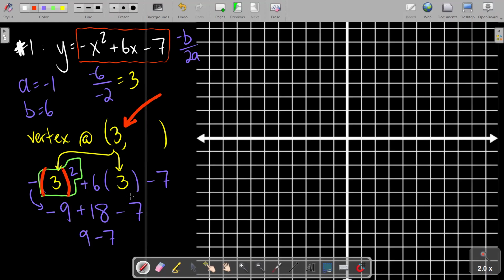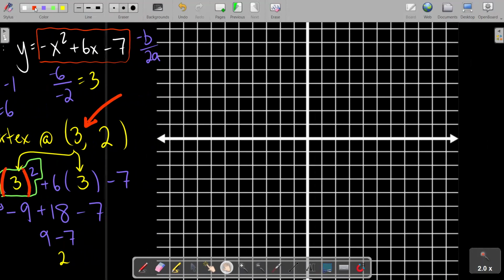Abby, I heard you say something that I didn't like. What's 9 minus 7? Okay, good. I thought I heard you say 3. Thank goodness. So 9 minus 7 is 2, and then we're going to put a 2 there. And so we're going to go plot the point now. And that's at right 3, 1, 2, 3, up 2.